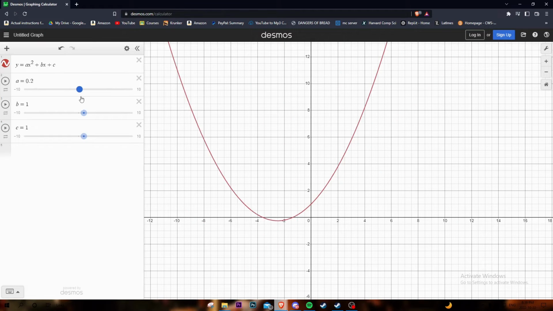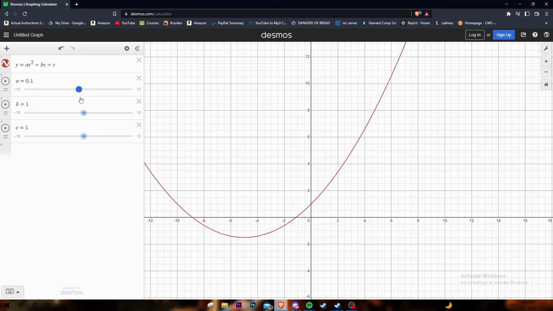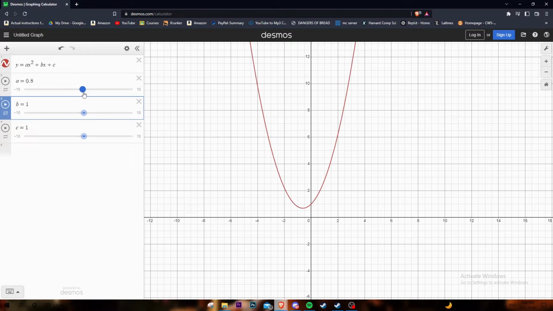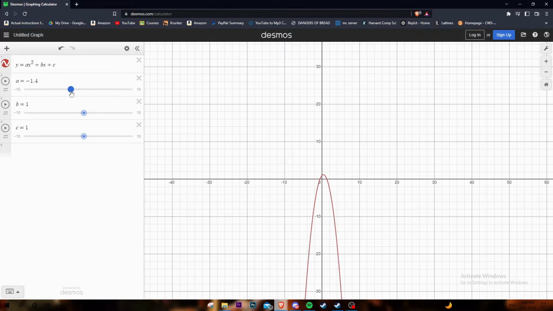Now, if I make, went too far. If I make the a value less than 1, you can notice how it's almost like it's being pushed on from the top, like it's getting compressed. So that's why we say the graph gets vertically compressed. And as you may know, if it's in the negatives, then the graph opens down, right? So hopefully that gave you a better understanding of what I meant by vertically stretched and compressed.